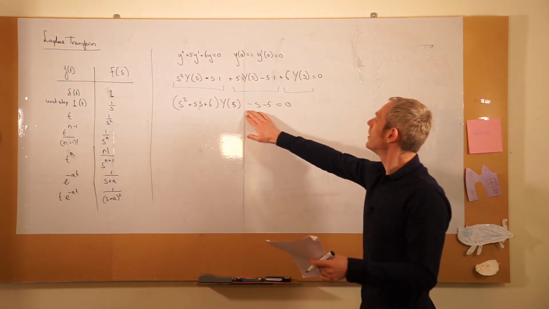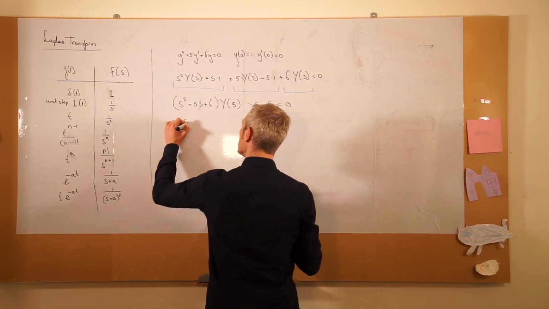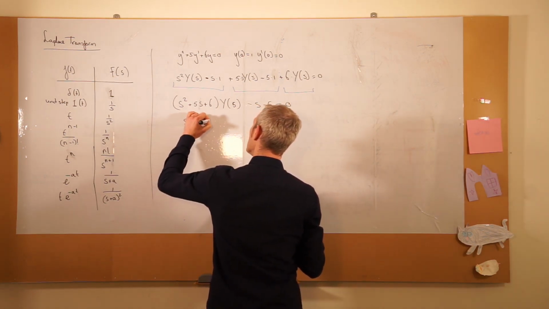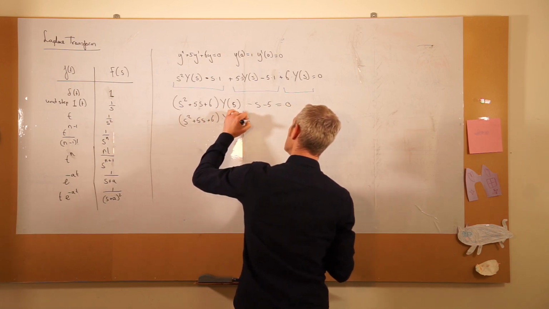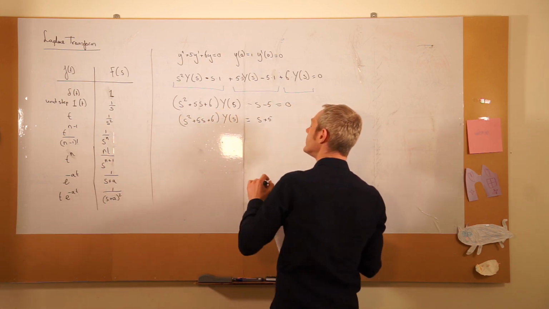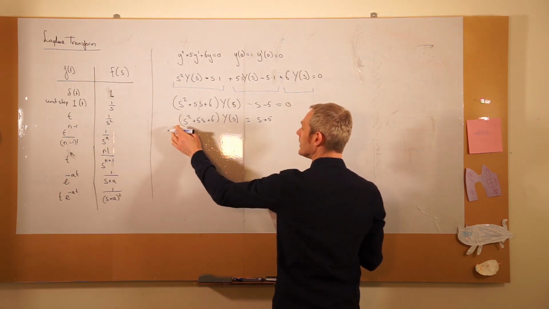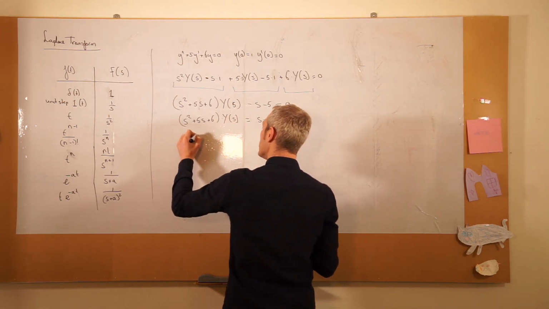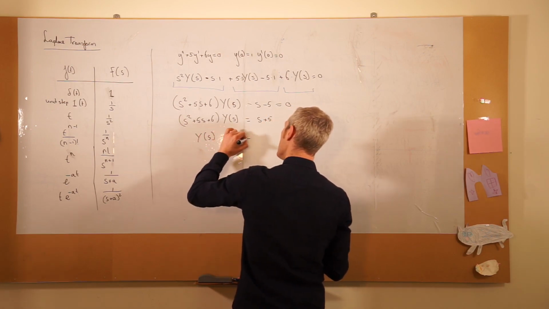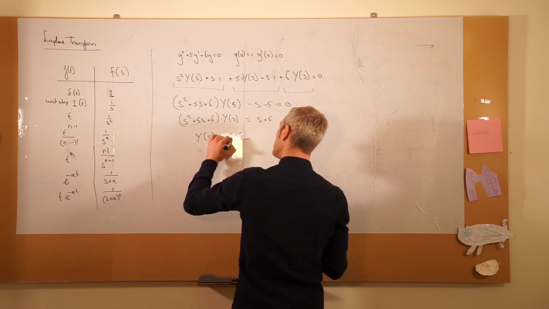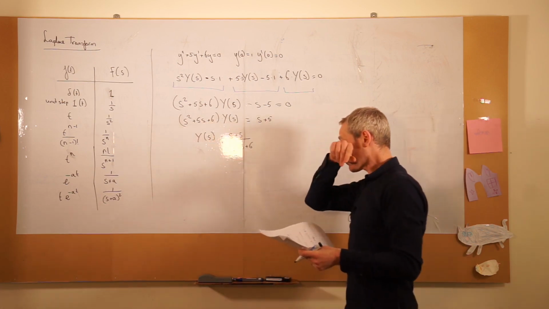We'll move this over to the other side, so we end up with (s squared plus 5s plus 6) times Y(s) is equal to s plus 5, and then we divide left and right by this polynomial, and we find that the Laplace transform is equal to (s plus 5) divided by (s squared plus 5s plus 6).